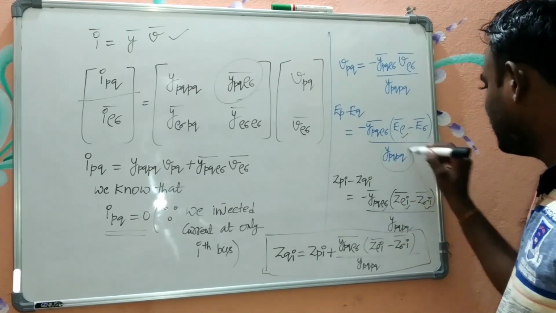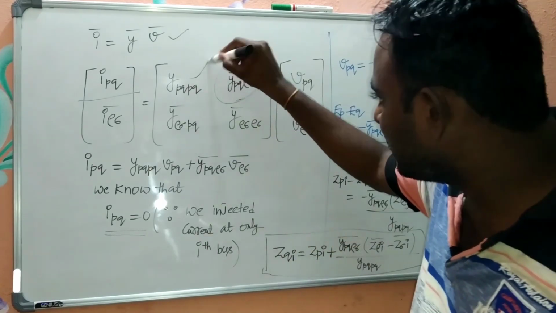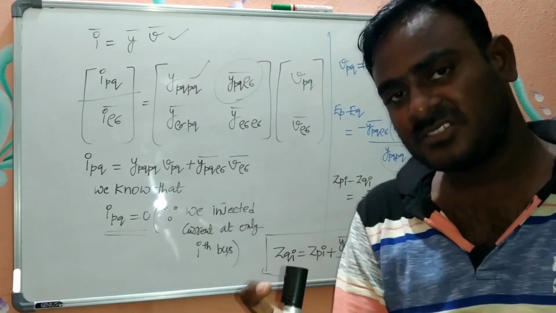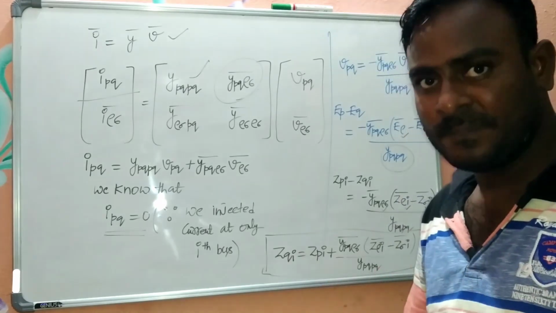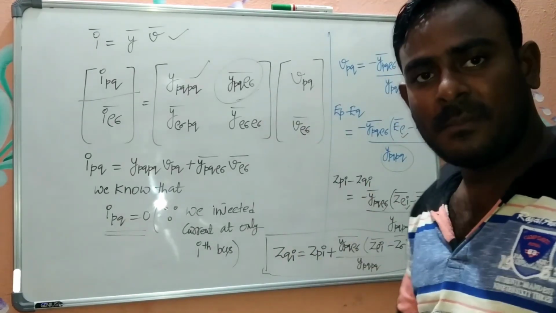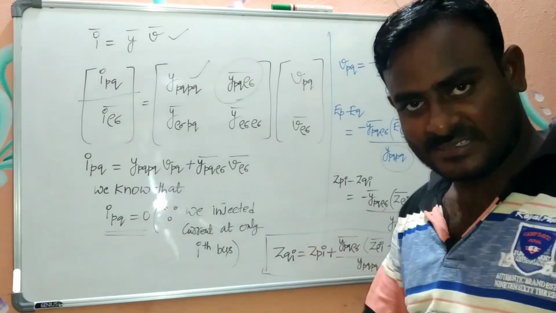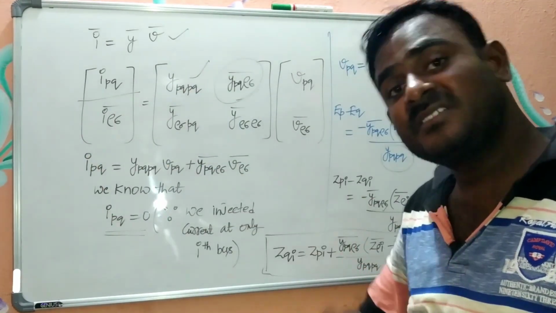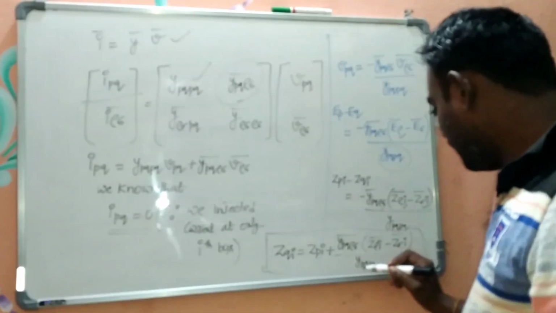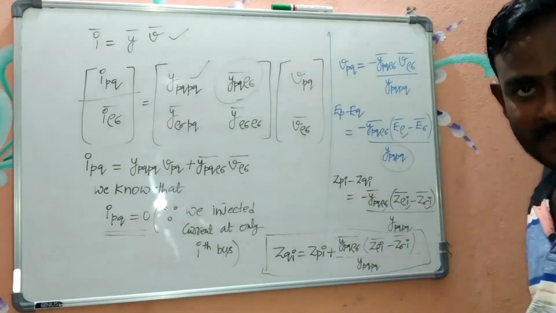Now what does this mean? YPQ,PQ is nothing but the self-admittance of the element which is added between P and Q. And what is YPQ rho sigma bar? It is the mutual admittance between the added element and the remaining elements of the partial network. So in this way we can obtain the off diagonal element.